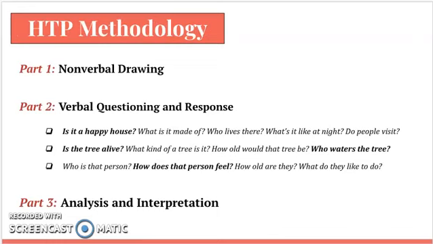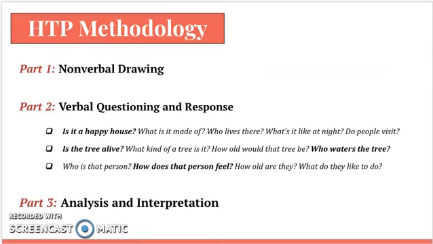In terms of the methodology, the HTP consists of 3 main parts. The first, the nonverbal drawing part, in which the test taker is instructed to draw a house, a tree, and a person as accurately as possible on 3 separate sheets of paper. These drawings are made with pencil or crayon or both. It's flexible and it depends on the examiner.